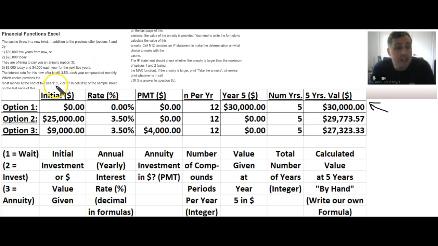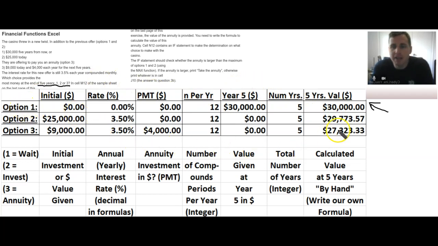We want to know which is going to give us the maximum amount of money after 5 years, option 1, 2, or 3. We need to calculate the value of the annuity. We need to use the Excel if statement to make the determination of which is the best option to have the most money after 5 years from the casino. The if statement should contain the Excel max function to determine which is the maximum value, option 1 or option 2, and then if the annuity is larger, we take the annuity, otherwise we just print the value that we're going to receive, which is the maximum value.